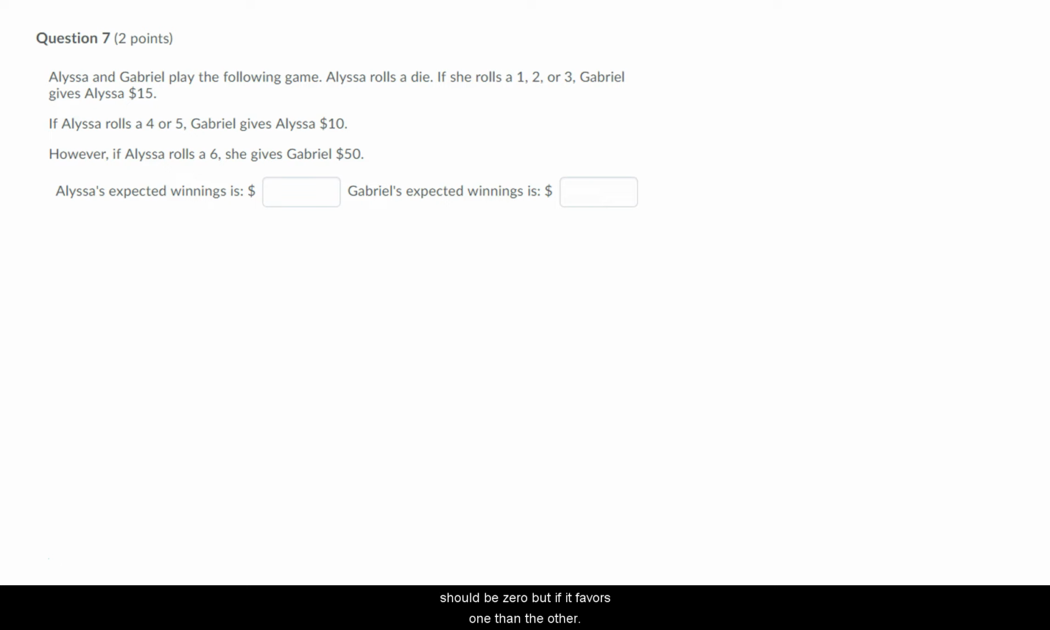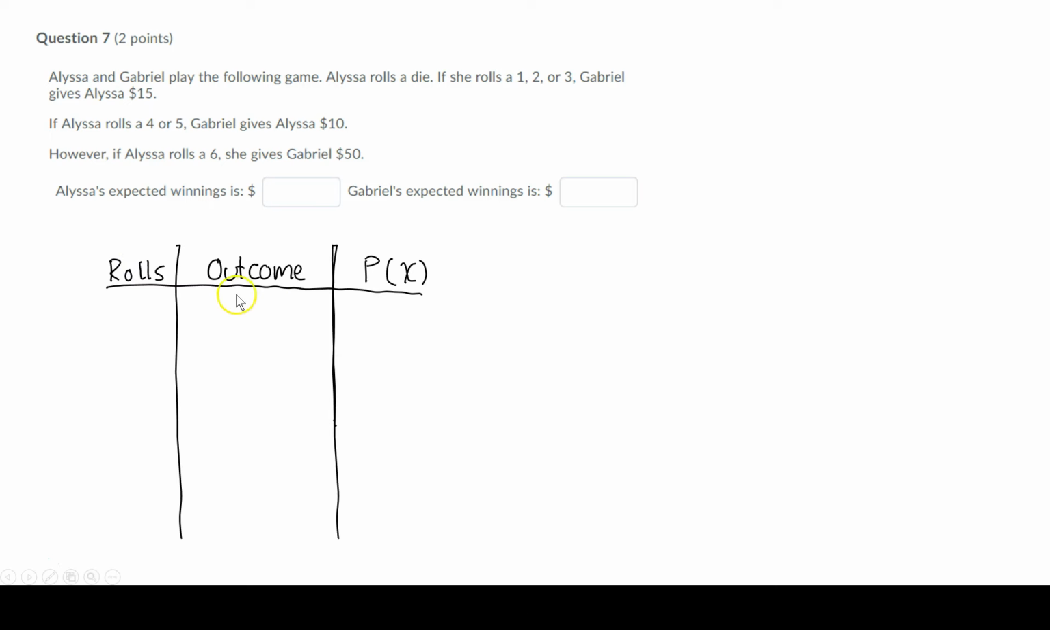But if it favors one over the other, then one is going to, on average, get money, and the other is going to, on average, lose money. So I'm going to set out here and describe what the rules, outcomes, and probabilities are. For the rules, 1, 2, and 3, Alyssa wins $15. There are 3 different numbers out of the 6 that a die has, so that's 1/2 of the probability. So the probability of that happening is 1/2.